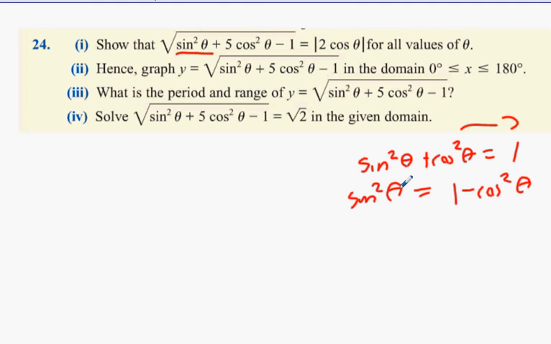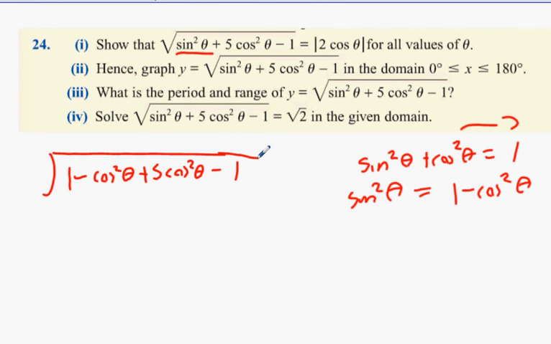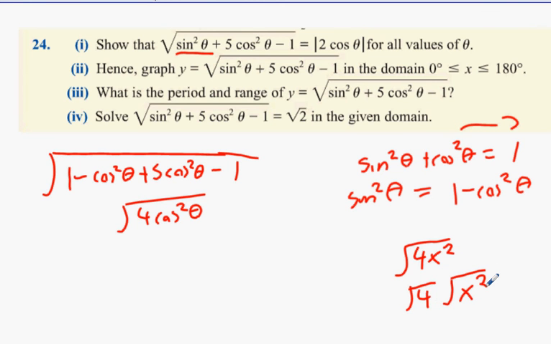You get the logic, yeah? Put it in. Now what? The 1 and the minus 1? Root 4 cos squared theta. What's the square root of 4x squared? Anyone tell me? 2x. Let me explain why. You can break that up into root 4 by root x squared. What's root 4? What's root x squared?